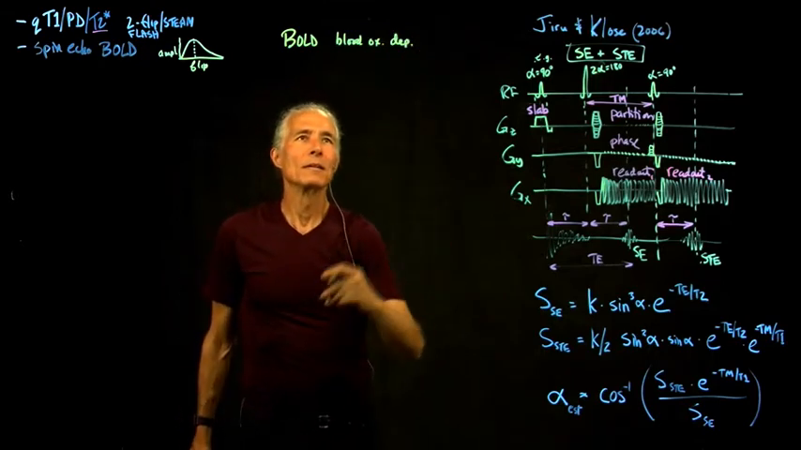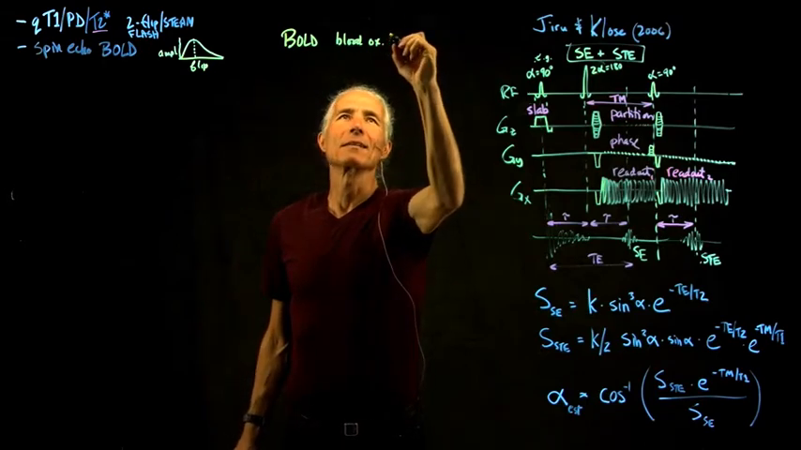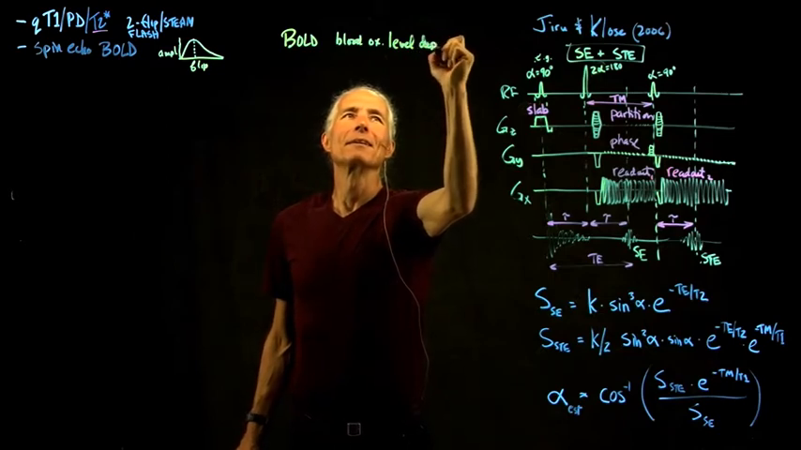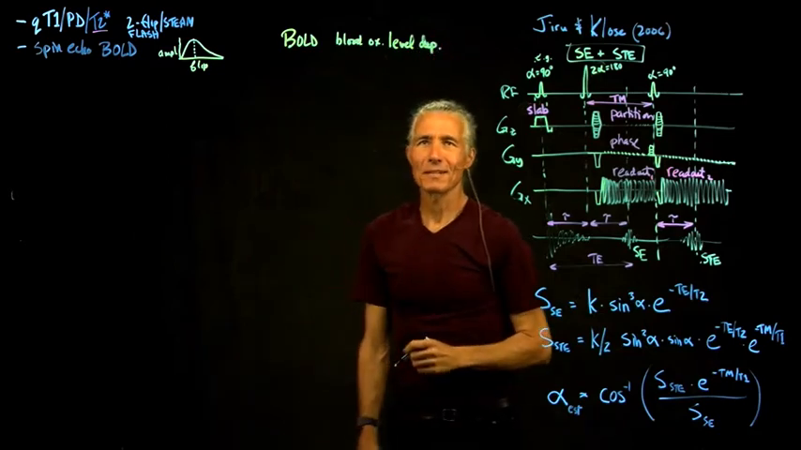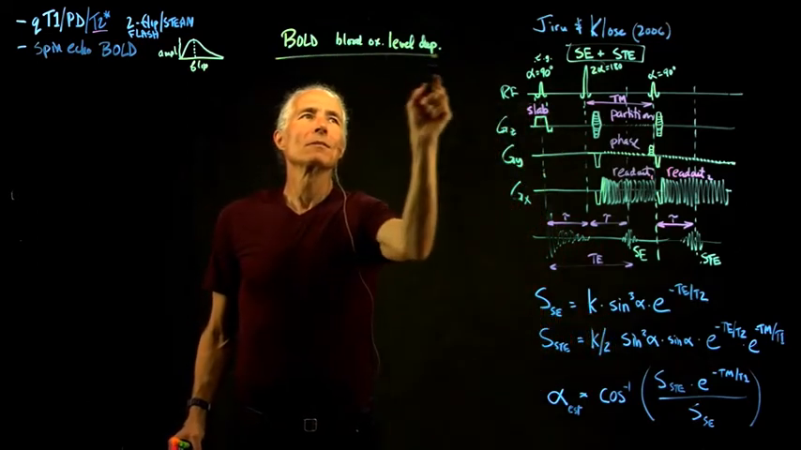So no, there's an L in there. Blood oxygenation level dependent. There, blood oxygenation level dependent scans. So how does this work?